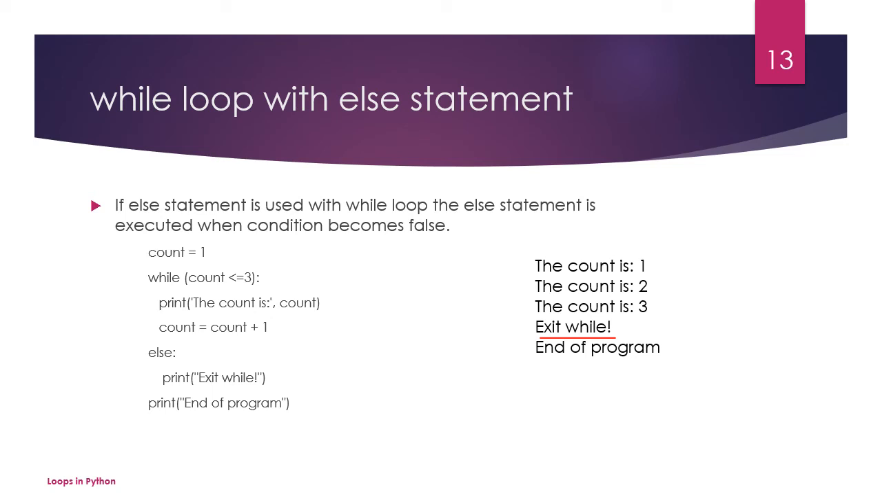The condition becomes false. Now this else part will be executed, that is, print exit while. After this, whatever statements come next will be executed here. So there is one more statement, end of program, that will be executed. So this else statement can be attached with two loops, for loop and while loop, in Python.